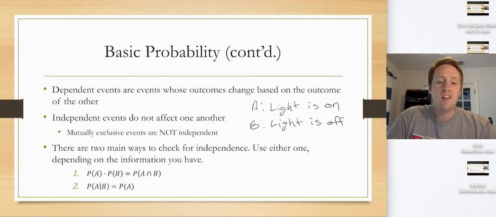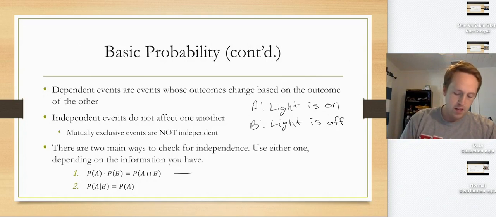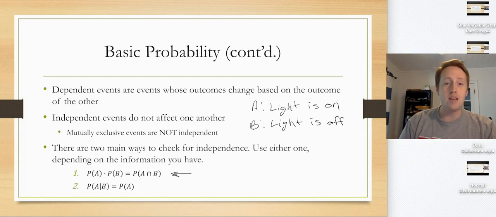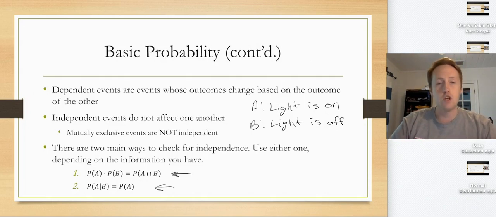There are two main ways to check mathematically for independence. You can use either one, just depending on what information you have. You can find the probability of A times the probability of B, and see if that's equal to the probability of A and B. Because when events are independent, they should be. Also, this is the definition, right? The probability of A given B is equal to the probability of A. So that basically means B didn't matter. If B happens, it does not affect the outcome of A. Either of those will work. It just depends on what you have.